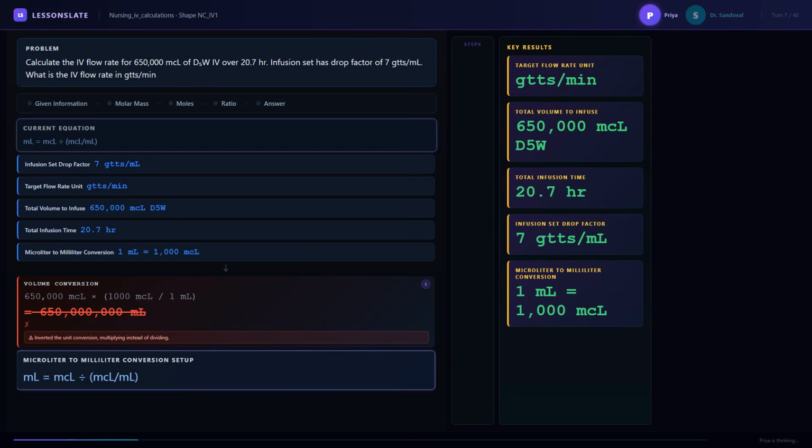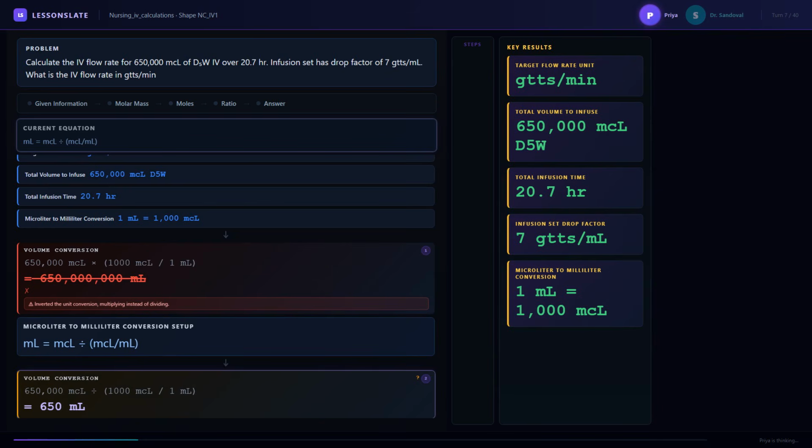Ah, okay, that makes a lot more sense. My numerical value should get smaller. So, I should divide 650,000 microliters by 1,000 microliters per 1 milliliter. That would give me 650 milliliters. Is that the correct way to think about converting from smaller to larger units?